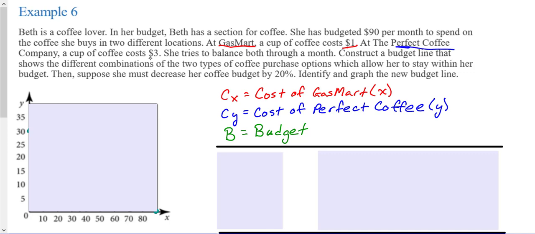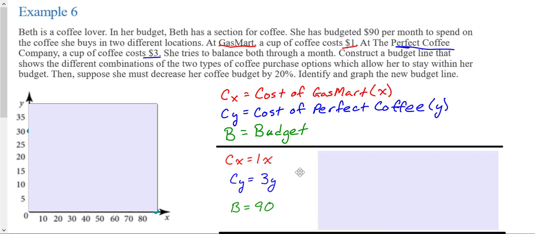So the Perfect Coffee Company is going to be represented by Y, and B is going to be for the budget. The next thing we want to figure out is how much does each cup of coffee cost, and write the variables. So C sub X, since we see Gas Mart coffee is $1 each cup, it's going to be 1x to represent $1 for each cup she buys.